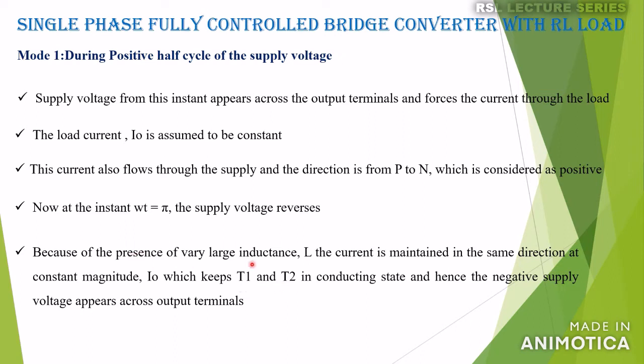Because the large value of the inductance will not allow the current to get minimized, the load current is maintained in the same direction at a constant magnitude. So these thyristors will keep on conducting, and that portion of the negative voltage will appear across the load terminals. These two thyristors will not get turned off at omega t is equal to pi due to natural commutation, as in the case of R load. They will continue to conduct until the other two thyristors, that is T3 and T4, are triggered at omega t is equal to pi plus alpha.